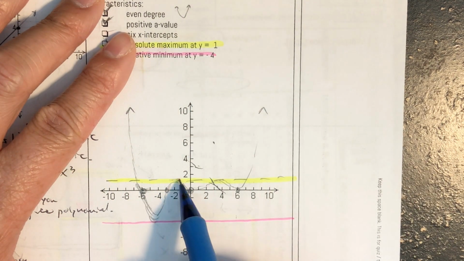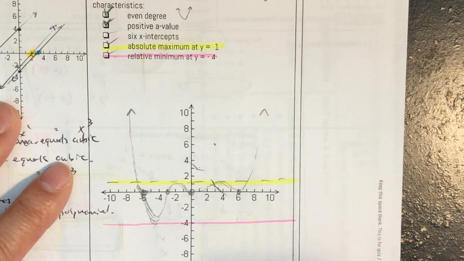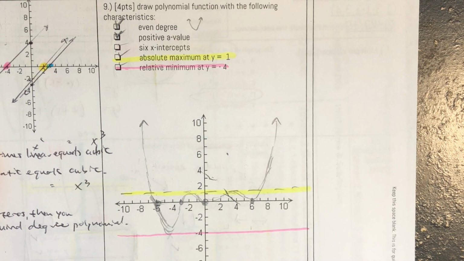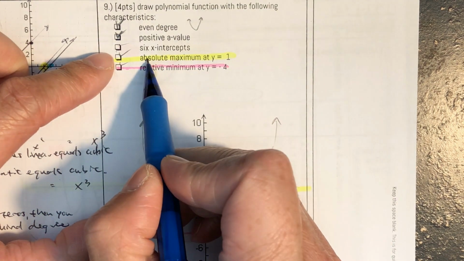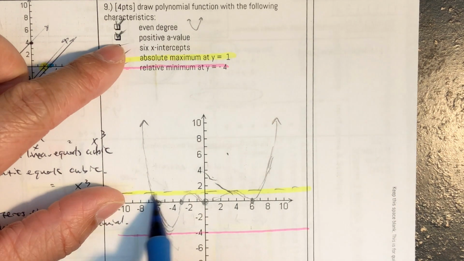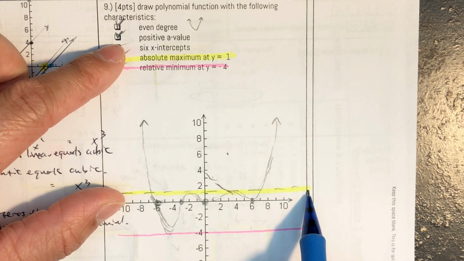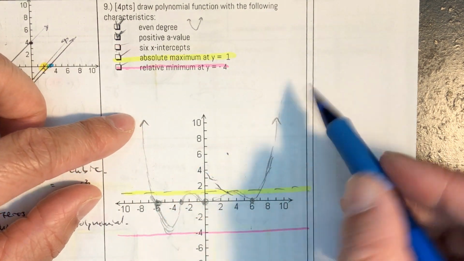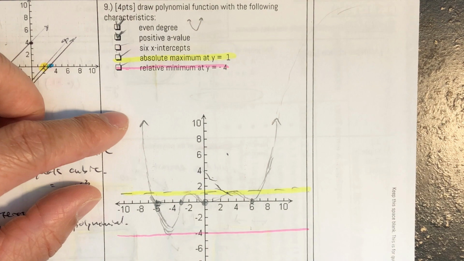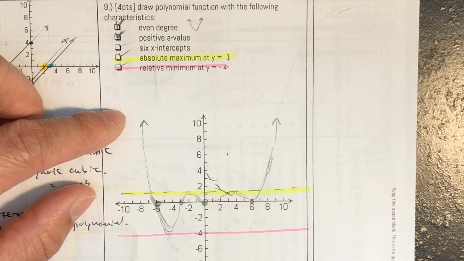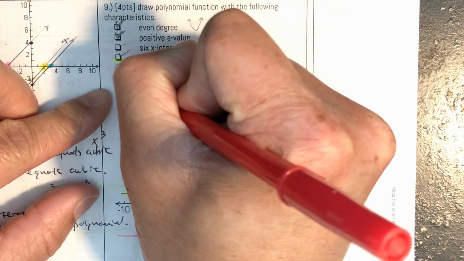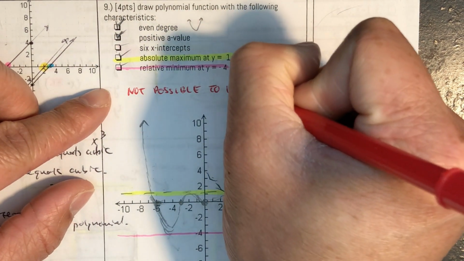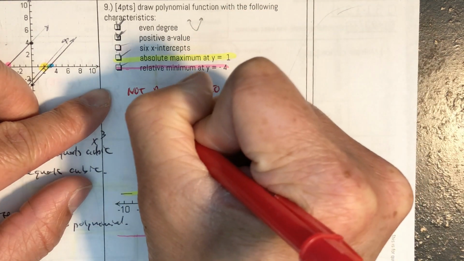Let's see, 1, 2, 3, 4, 5, 6. Okay, that matches. All right, something doesn't look right here. It's saying that the highest point in the mountain is a yellow, but we have an even degree polynomial. These are going to go on forever, so there's going to be some taller peaks up here. What does that mean? Not possible to draw polynomial function.